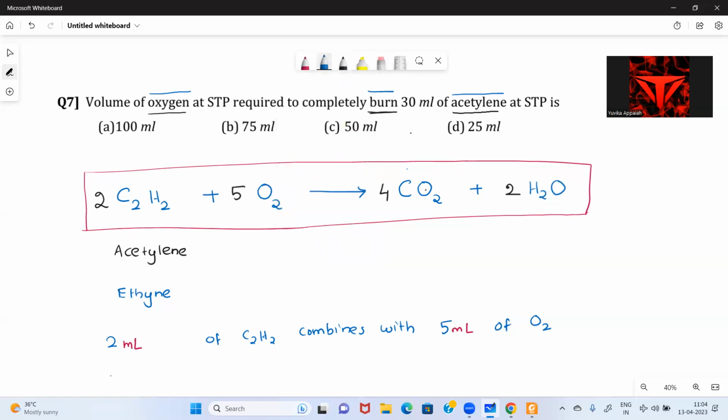Directly also we could do. For 2 ml of acetylene, it requires 5 ml of oxygen, correct? Yes, sir. But how much do we need to burn here? 30 ml. So for burning 30 ml of acetylene, how many ml of oxygen do I require? It will be 30 into 5 divided by 2. How much would it be? 75. That's it.